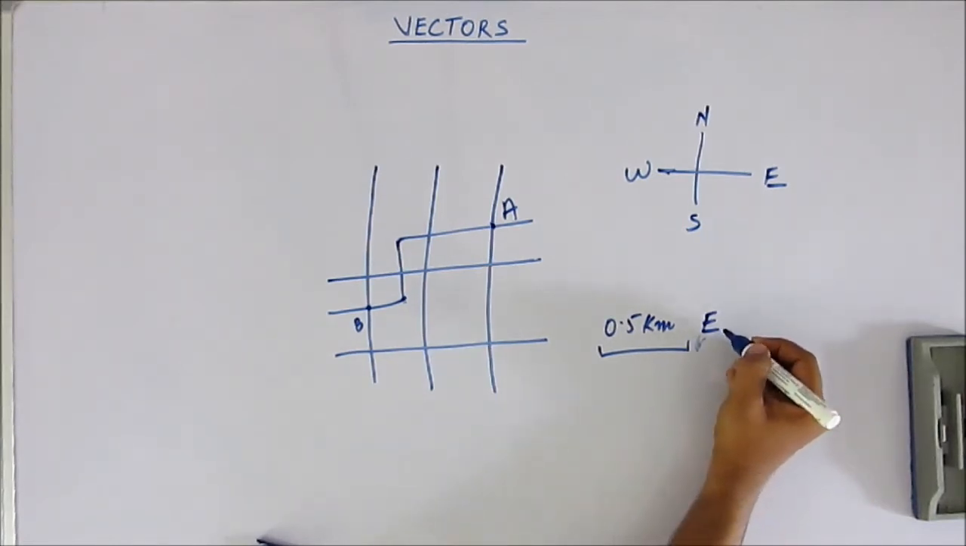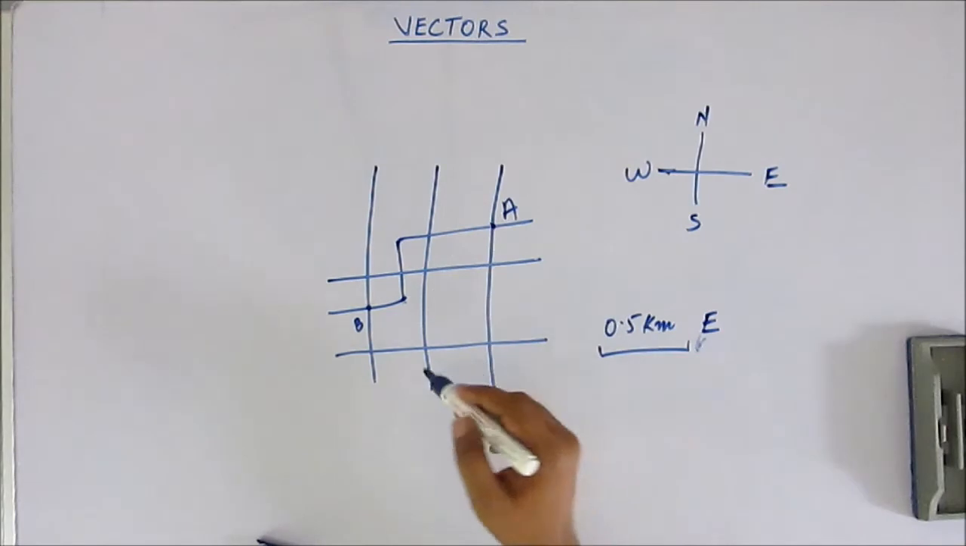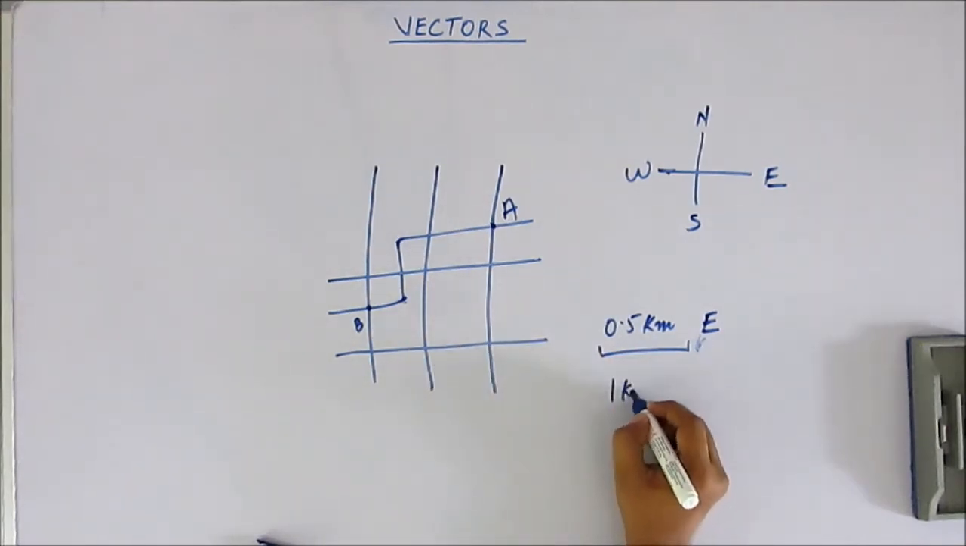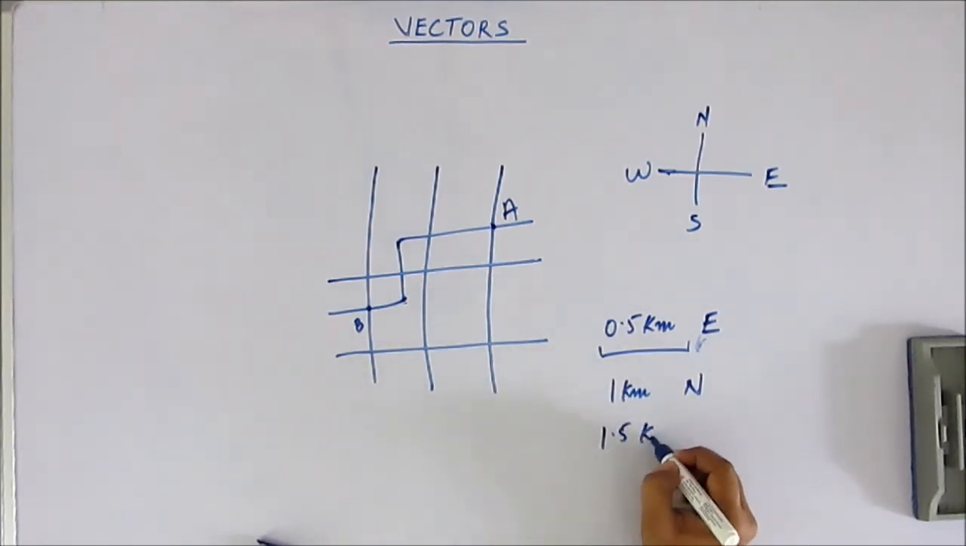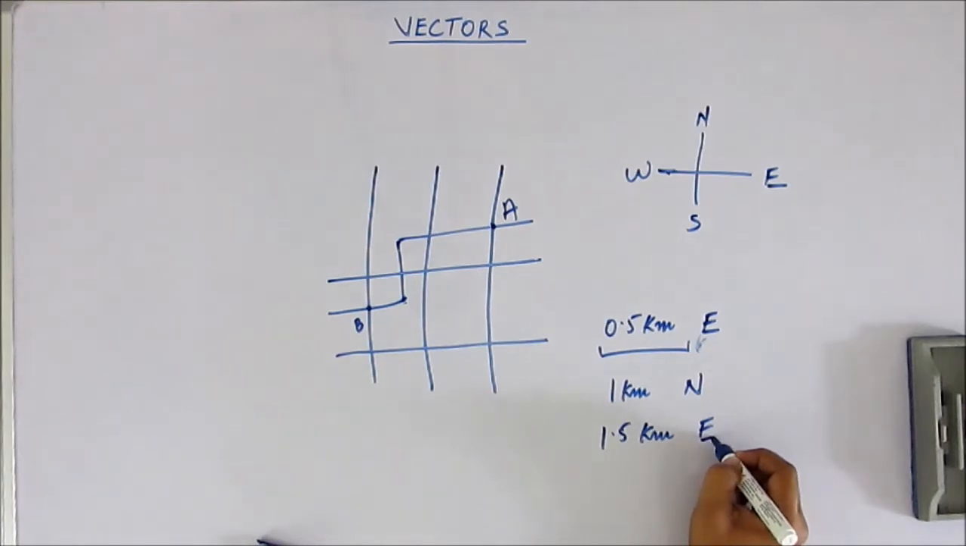Otherwise he can go half a kilometer in any direction. And then he has to go, suppose, 1 kilometer towards north. So this direction is very important. And then he has to go 1.5 kilometers towards east again.